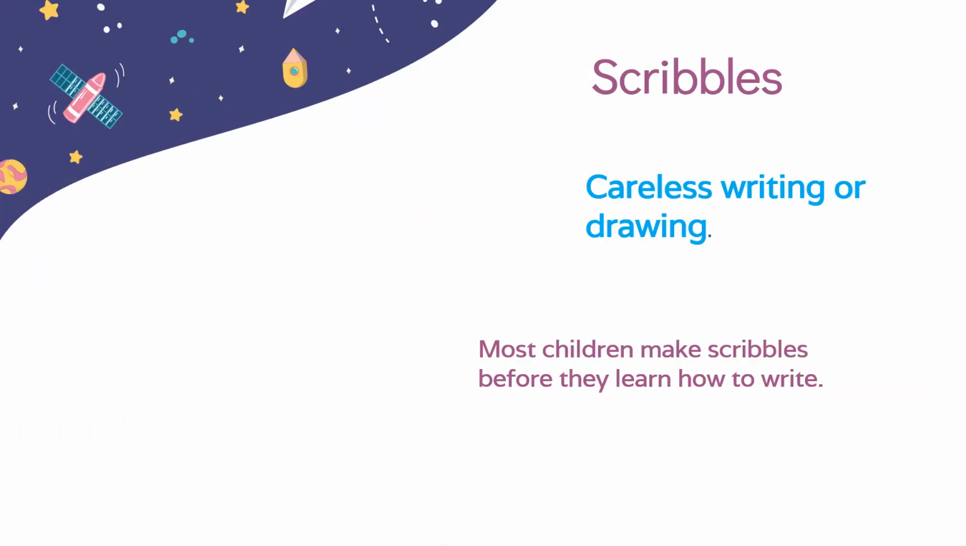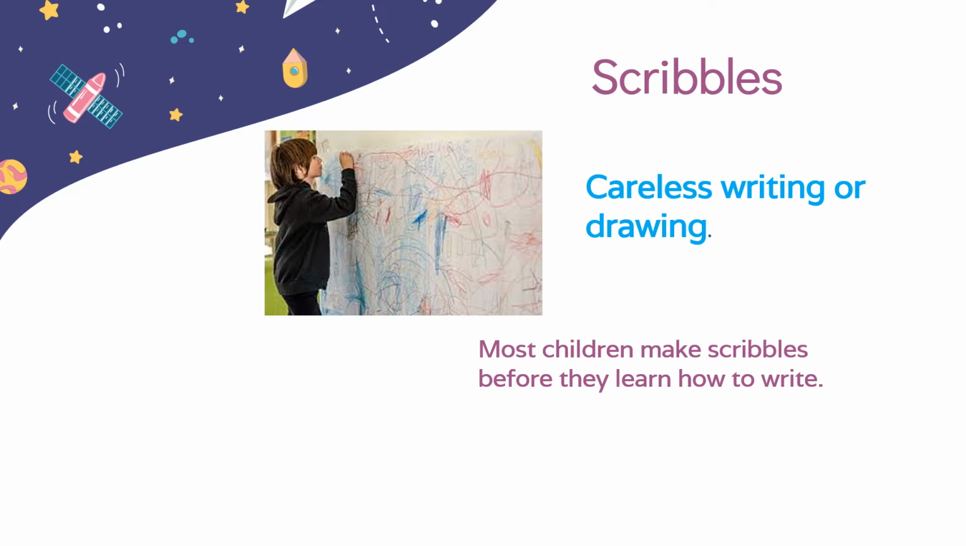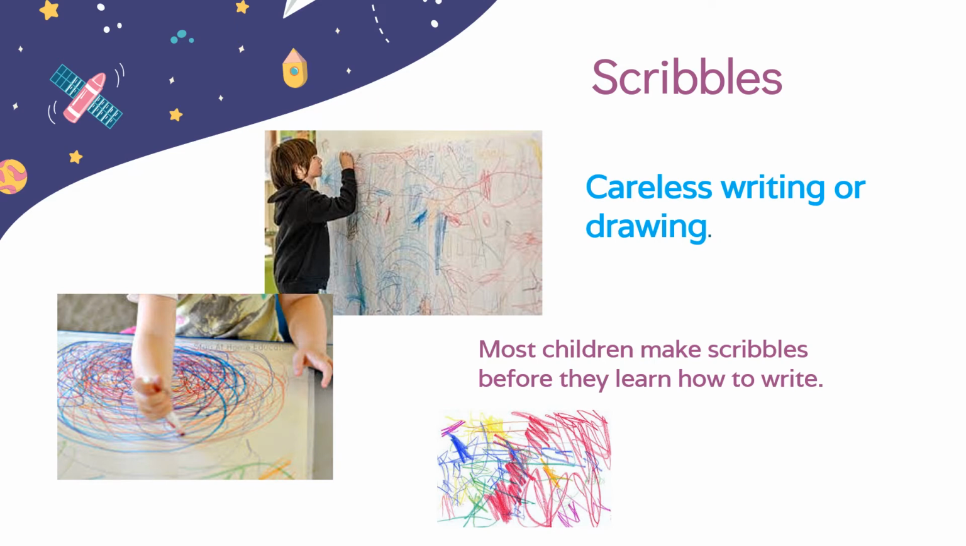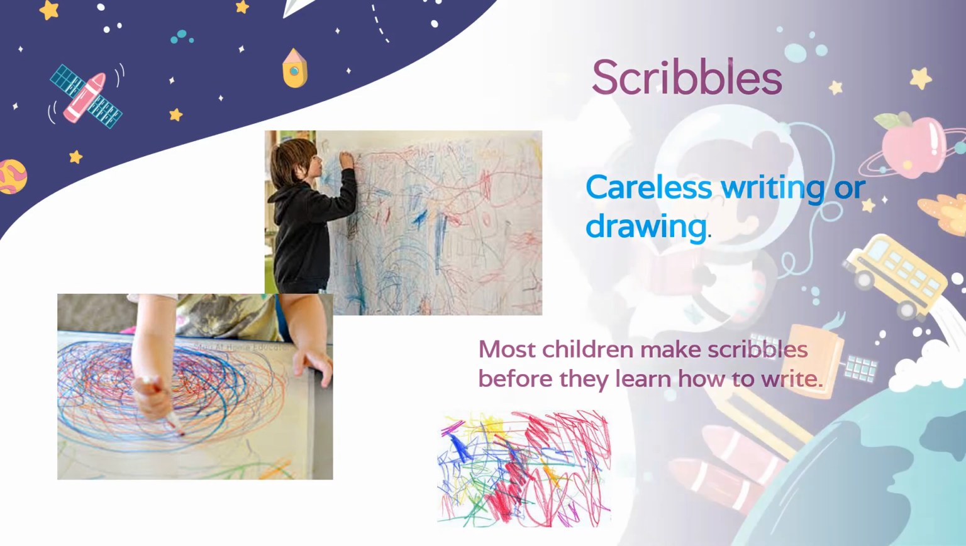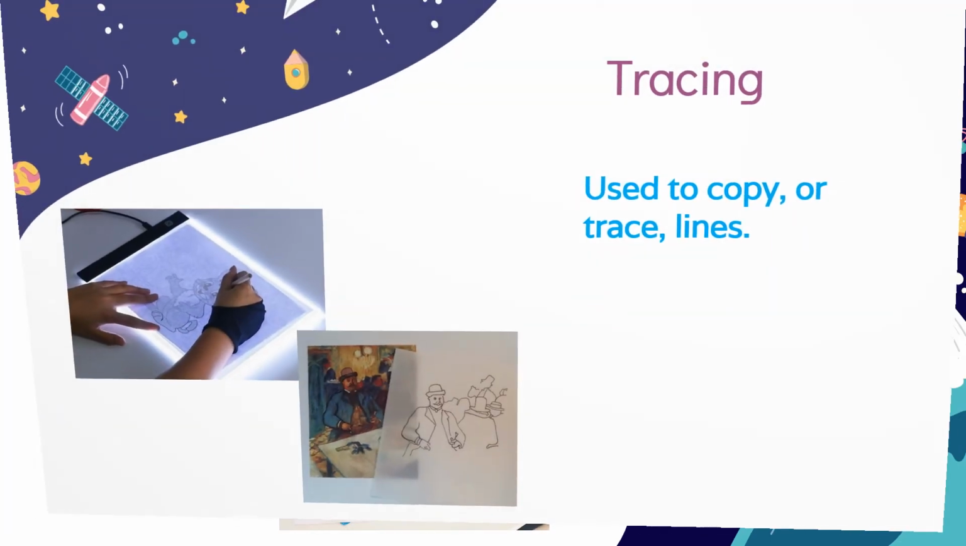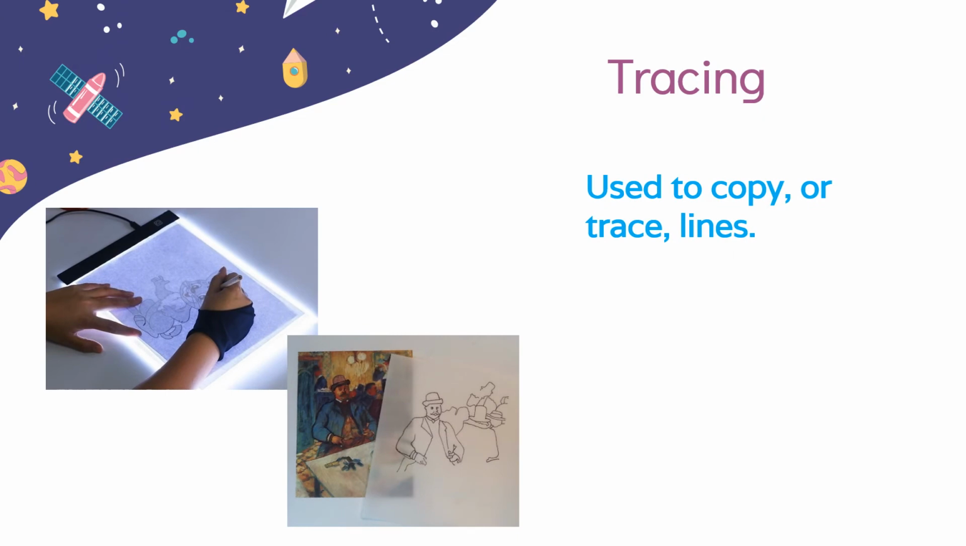Then we have the word scribbles, which means careless writing or drawing. Usually, most children make scribbles before they learn how to write. So this is like when you guys were in pre-K, kinder, or when you were starting, this is what you used to do, scribbles. Then we have the word sketches, a rough drawing or outline. Tracing, used to copy or trace lines.